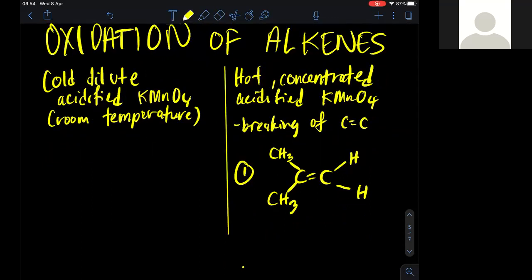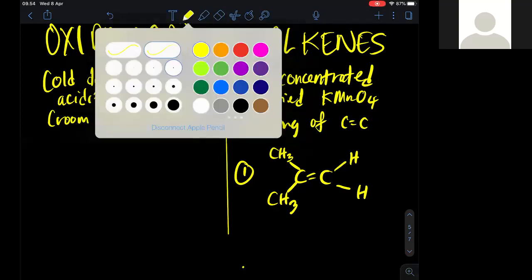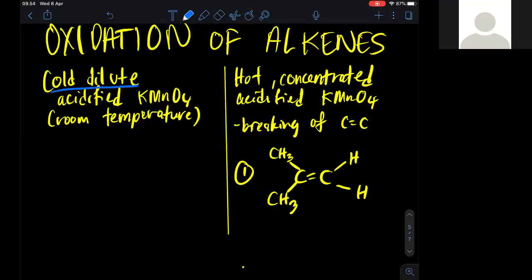Okay, oxidation, we have two types. One is using cold and dilute acidified potassium manganate. When they say cold, it's just room temperature. Another one is going to be hot, concentrated. If you use concentrated, that's going to be breaking of the double bond. I think this one is way easier.